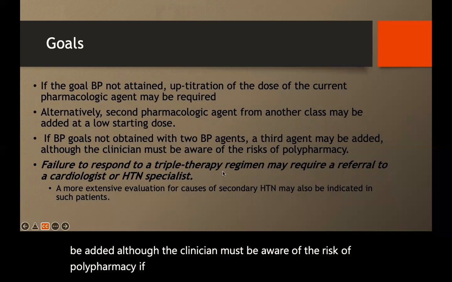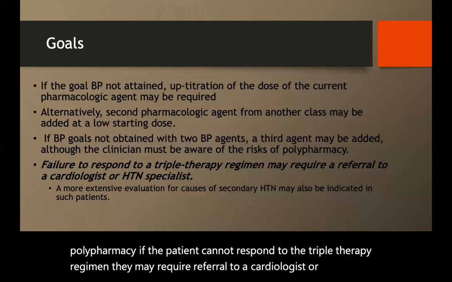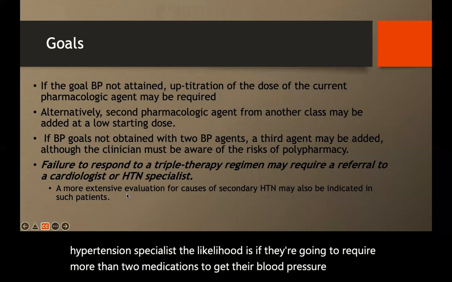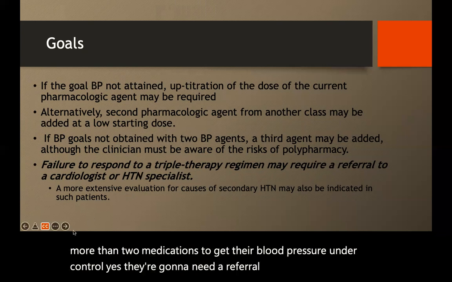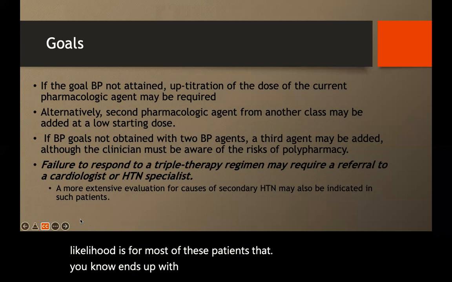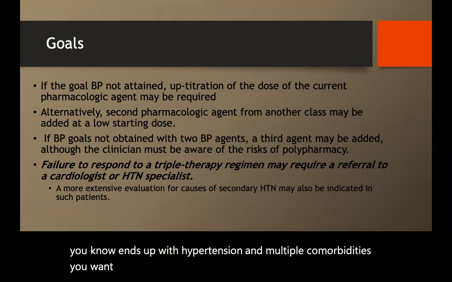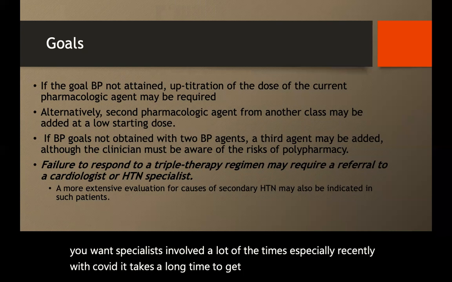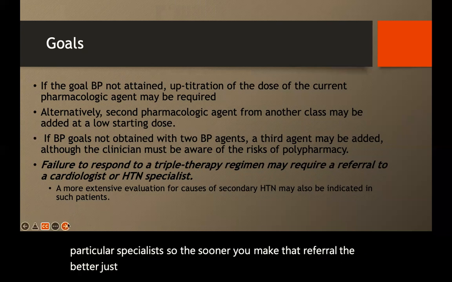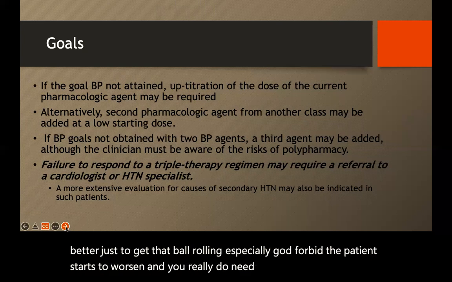If the patient cannot respond to the triple therapy regimen, they may require referral to a cardiologist or a hypertension specialist. The likelihood is, if they're going to require more than 2 medications to keep their blood pressure under control, yes, they're going to need a referral to a cardiologist. The likelihood is for most of these patients that end up with hypertension and multiple comorbidities, you want specialists involved. A lot of the time, especially recently with COVID, it takes a long time to get appointments with these specialists. So the sooner you make that referral, the better, just to get that ball rolling, especially, God forbid, the patient starts to worsen and you really do need that consultation.